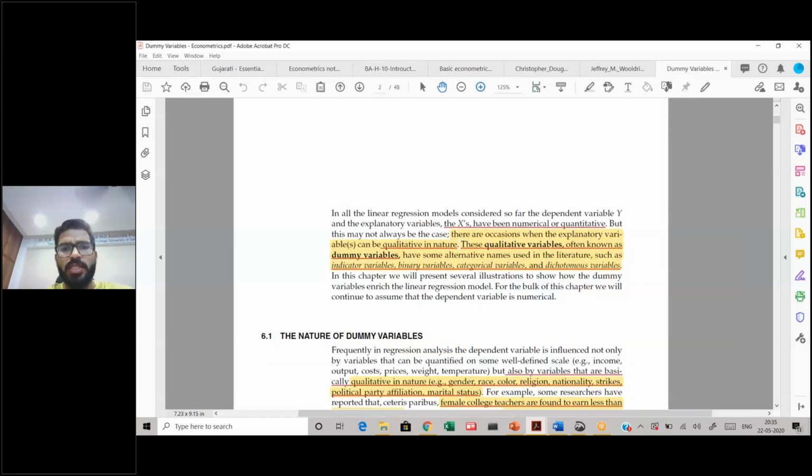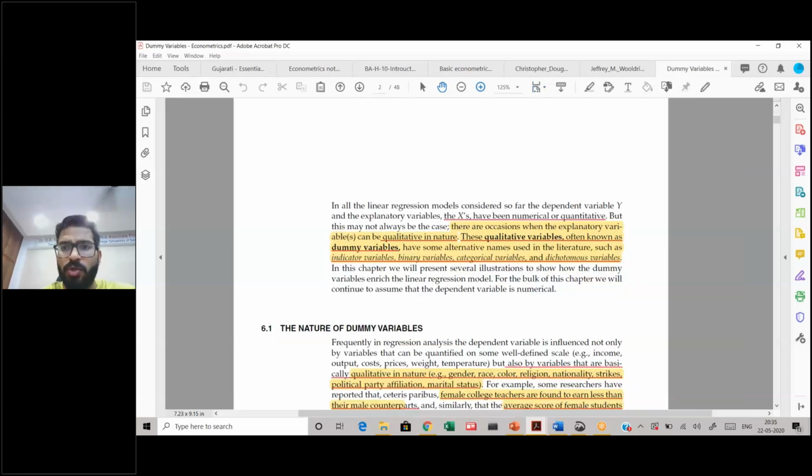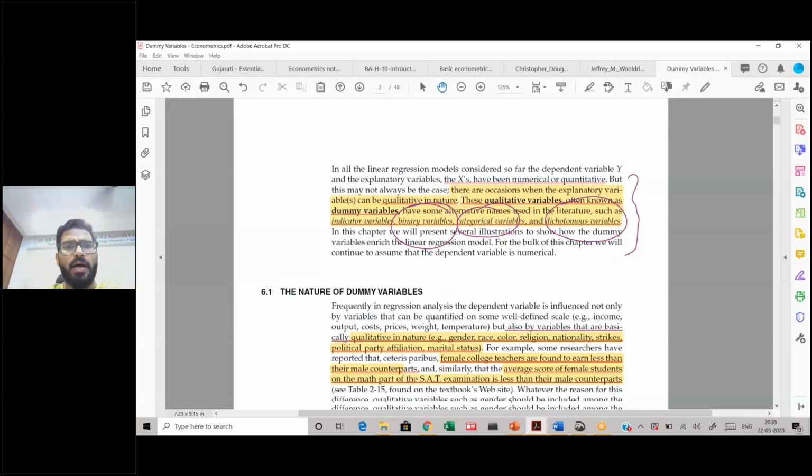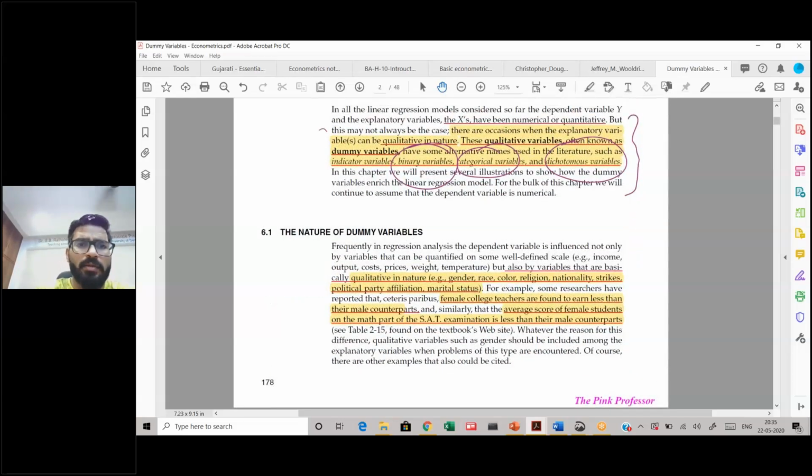We are going to talk about categorical variables, dichotomous variables, binary variables. Binary variable is not actually a correct term to use, because binary variables will only take 0 and 1 values, whereas we can have other values as well. Binary can be an option, but it depends on how you introduce the dummy variable.